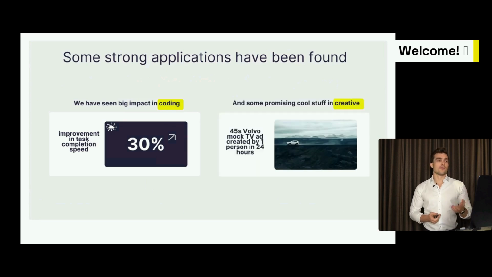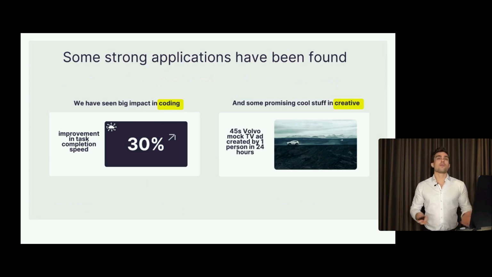We're also seeing some cool stuff in creative. There's this 45-second Volvo mock TV ad, which is not created by Volvo, but by one person in 24 hours with a few AI tools and just a little bit of Photoshop for the license plate and so on. But we're really seeing some big moves here in creative, and it's only expected to get better, right? A TV ad like this would probably take around 6 weeks and $500,000 to create, and now it's one person in 24 hours. So of course, incredibly greenwashy, but it's more about the actual creation of the content that's impressive in this case. Okay, so we have seen some strong applications, but what about the commercial space?